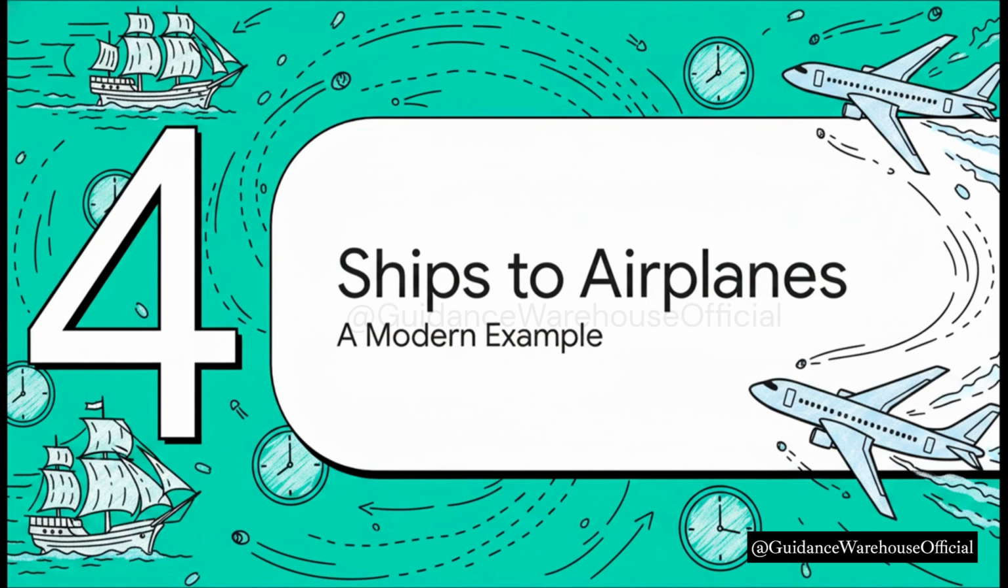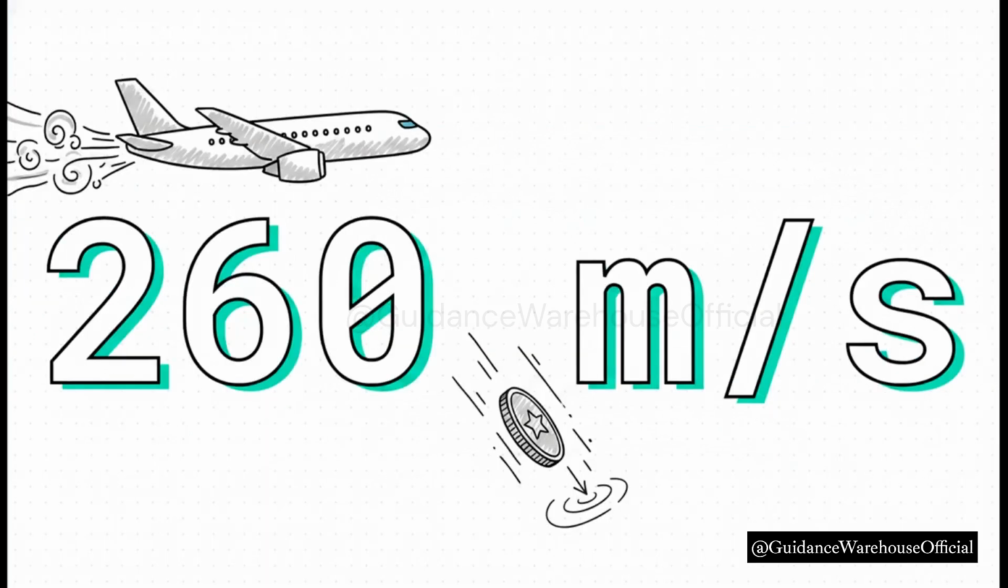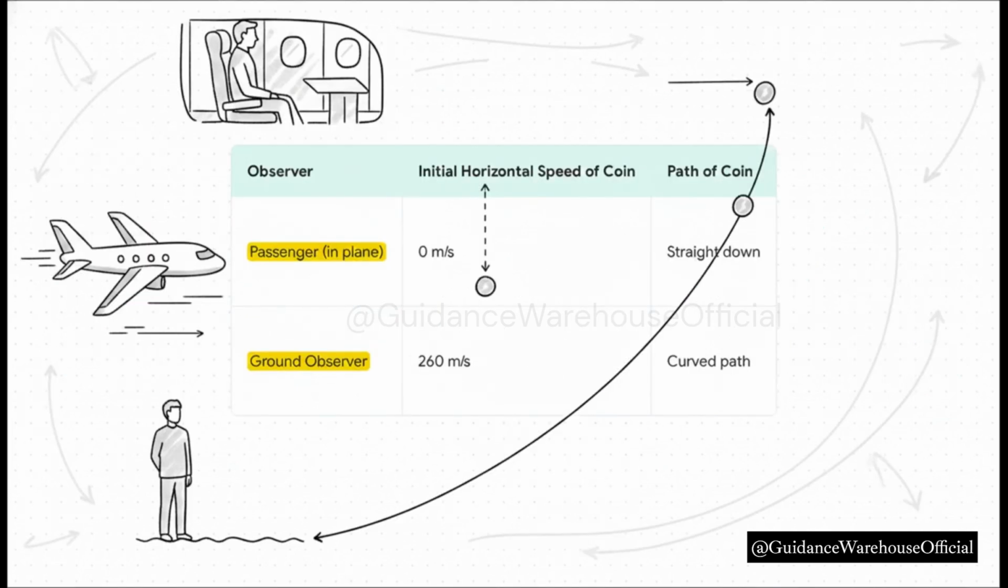Now, this isn't just some old-timey thought experiment about ships. This exact same principle is at work all around us, every single day, just at much higher speeds. Let's bring this idea into the modern world. Imagine you're on a commercial airplane, just rocketing through the sky at a blistering 260 meters per second. That's incredibly fast. Now, what happens if you just drop a coin in the aisle? It's the exact same story as the ship, just way faster.